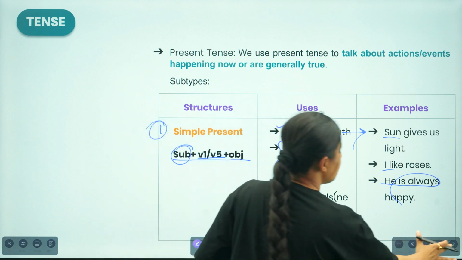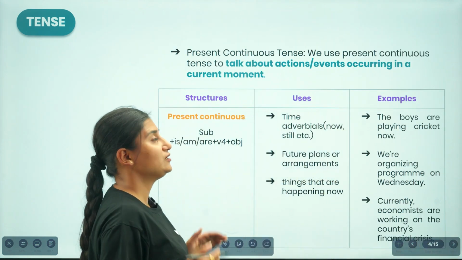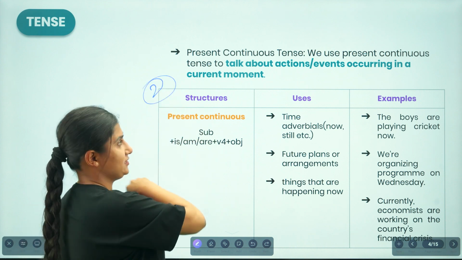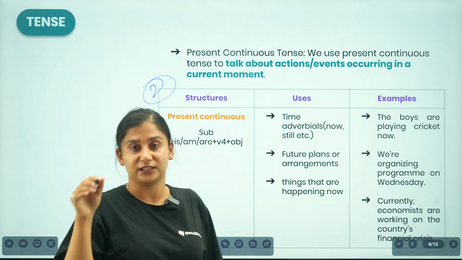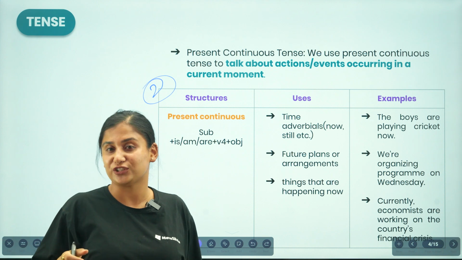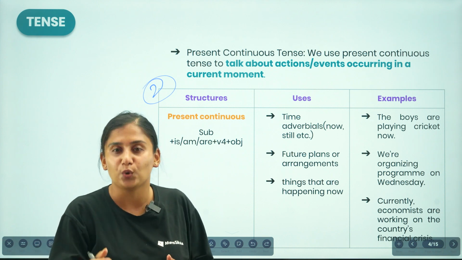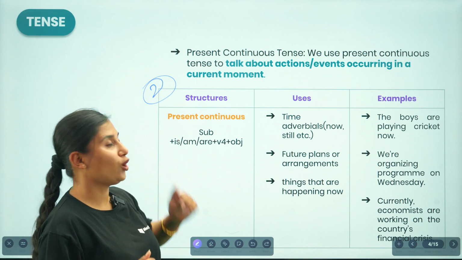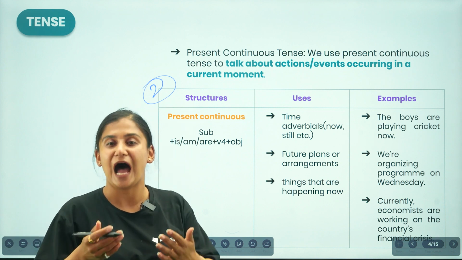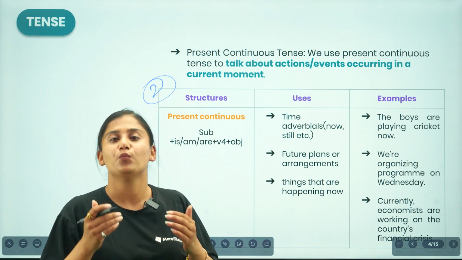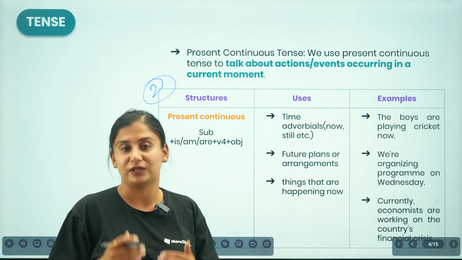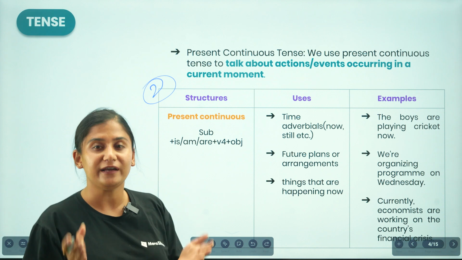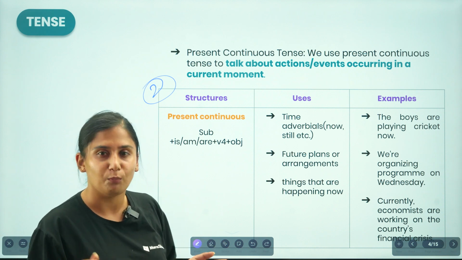Now let us move to the second subtype, that is present continuous tense. This present continuous tense is the second subtype, and we use it in order to talk about an action that is ongoing in the present. Here we talk about an action or event ongoing at the current moment. If something is happening at a particular moment and we have to express this, then we express it in a present continuous form.